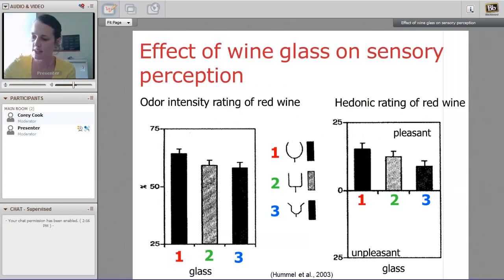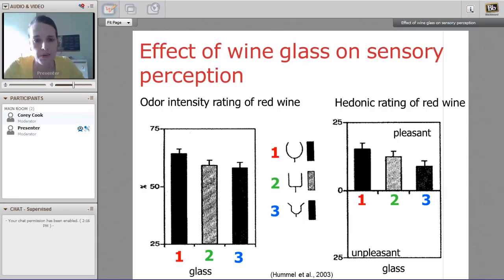Okay, and this is just a little slide about the effect of the wine glass shape on sensory perception. So if you look down the middle of the slide, there are 3 wine glasses. One is in red, and it's the tulip-shaped glass that I mentioned previously. Number 2 is the kind of square glass, and then number 3 is that sort of flower-like glass. And what it's looking at on the left-hand side is the odor intensity, and then on the right-hand side is the hedonic rating. And hedonic rating refers to hedonism or liking. So on the left, we're looking at odor intensity, and on the right-hand side, we're looking at liking.